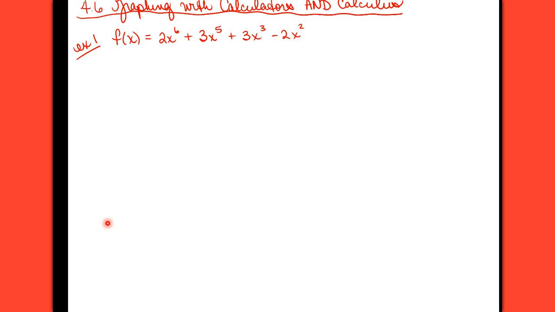So if I gave you 2x to the 6th plus 3x to the 5th plus 3x cubed minus 2x squared, and I said graph that and give me everything. Give me intervals of increasing, decreasing. Give me maximums and minimums. Give me concave upward and concave downward. Give me points of inflection. All of that different stuff.